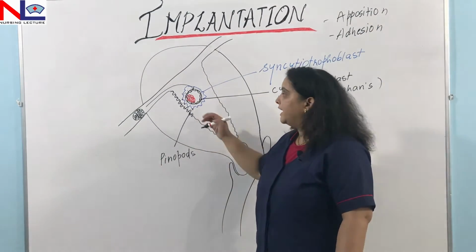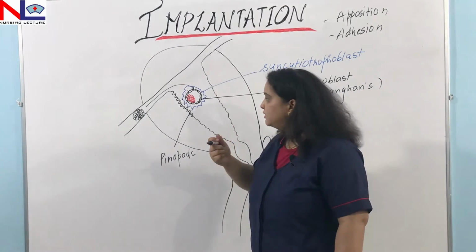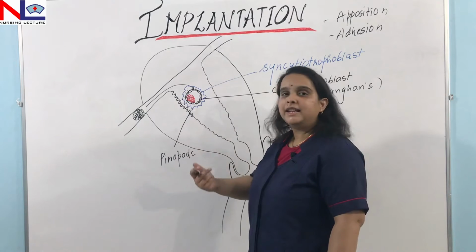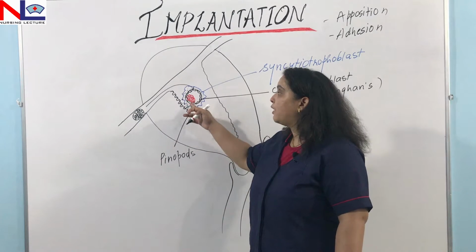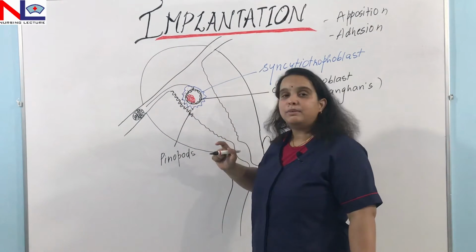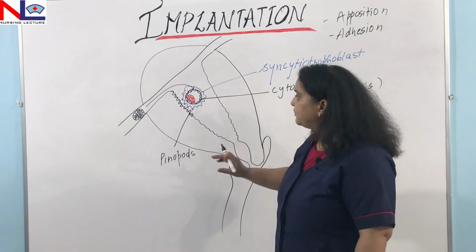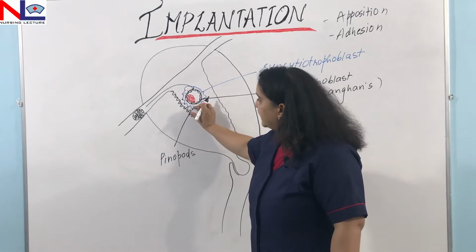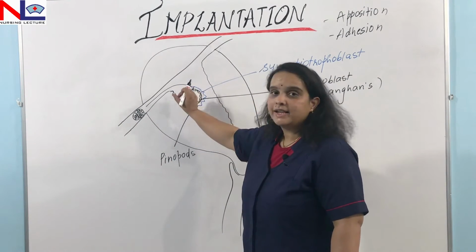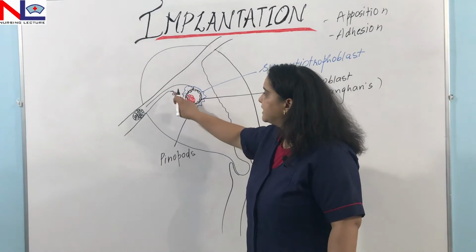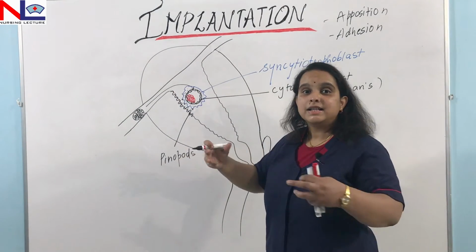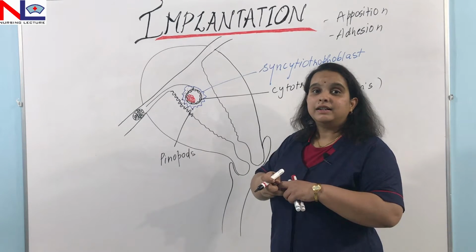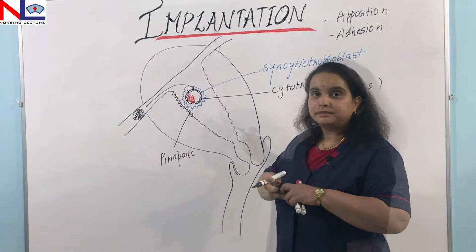And for the adhesion, there are adhesion molecules, that is some cadherin, selectin, integrins, and these molecules are released from both structures, that is the blastocyst as well as the endometrial lining. So both structures release some adhesion molecules, and then the microvilli of the syncytiotrophoblastic cells as well as the endometrial lining start interlocking with each other. They will tightly attach to each other.